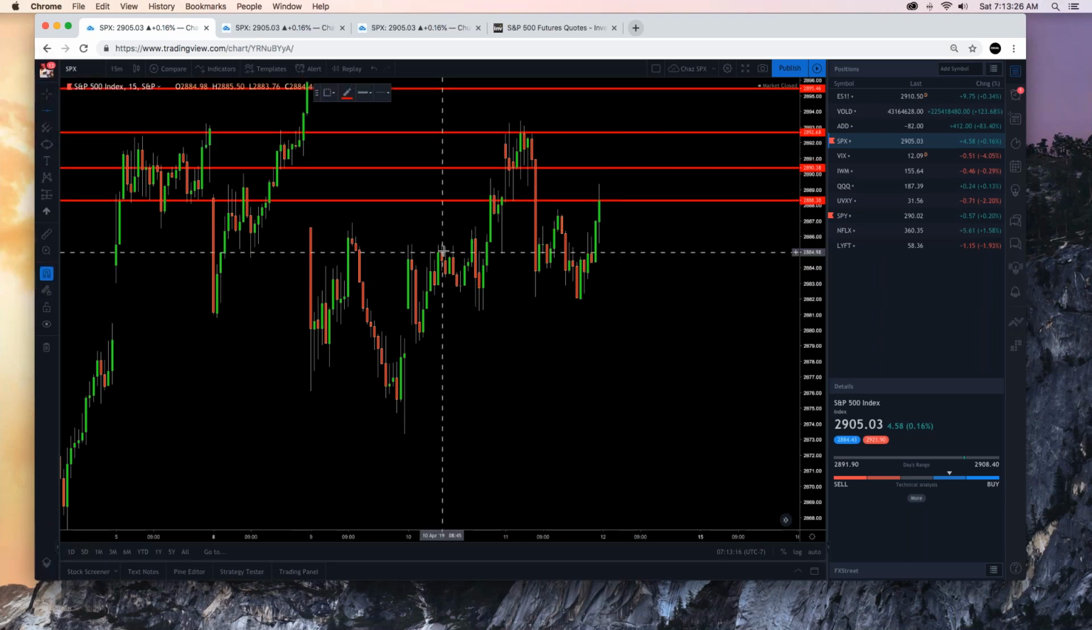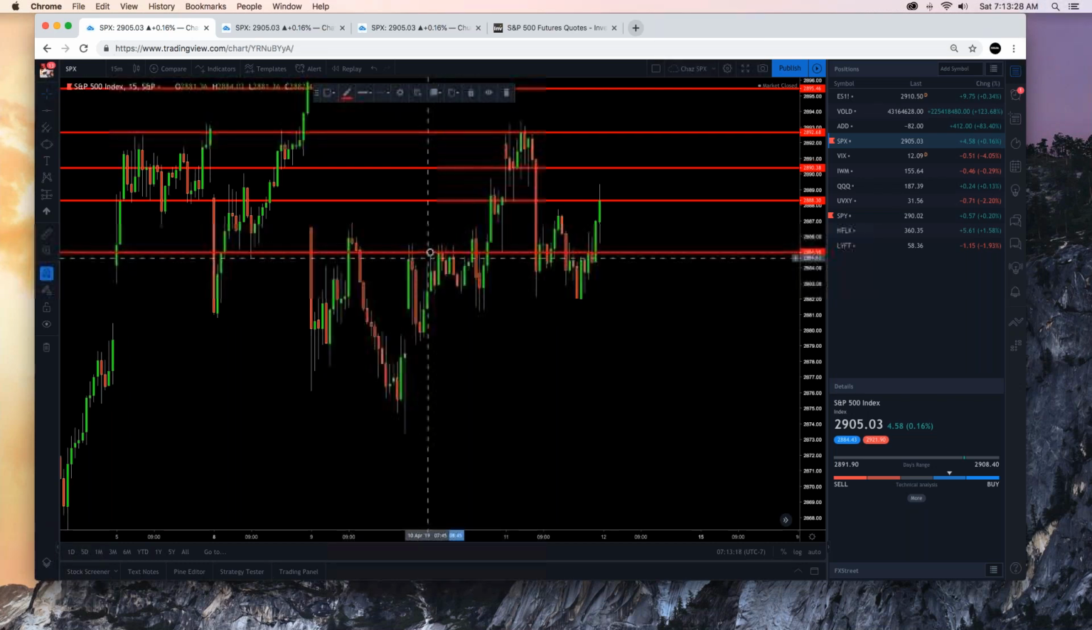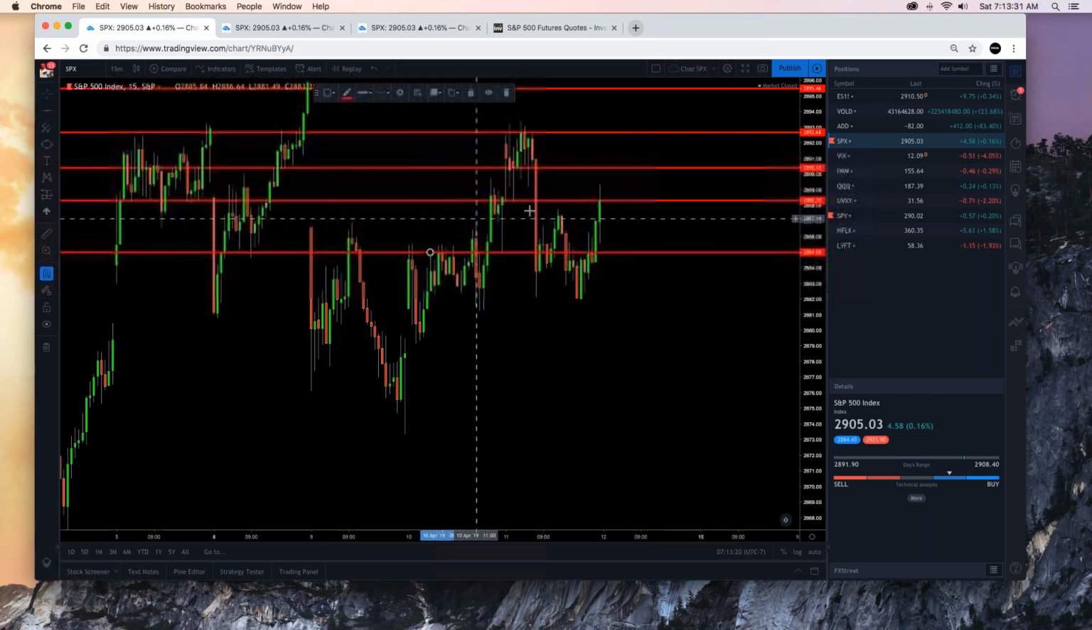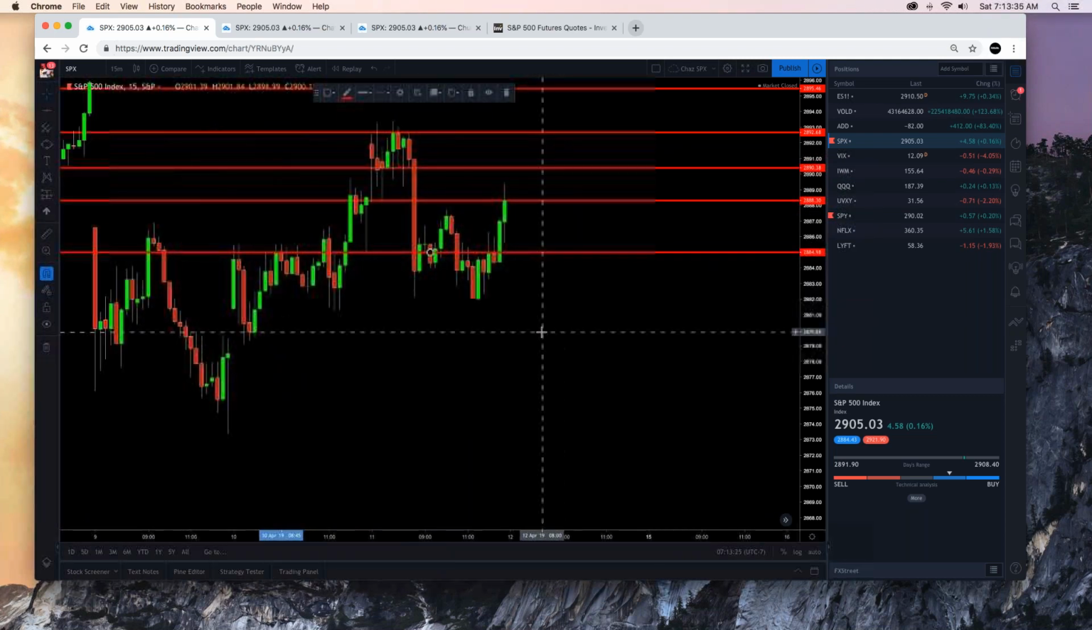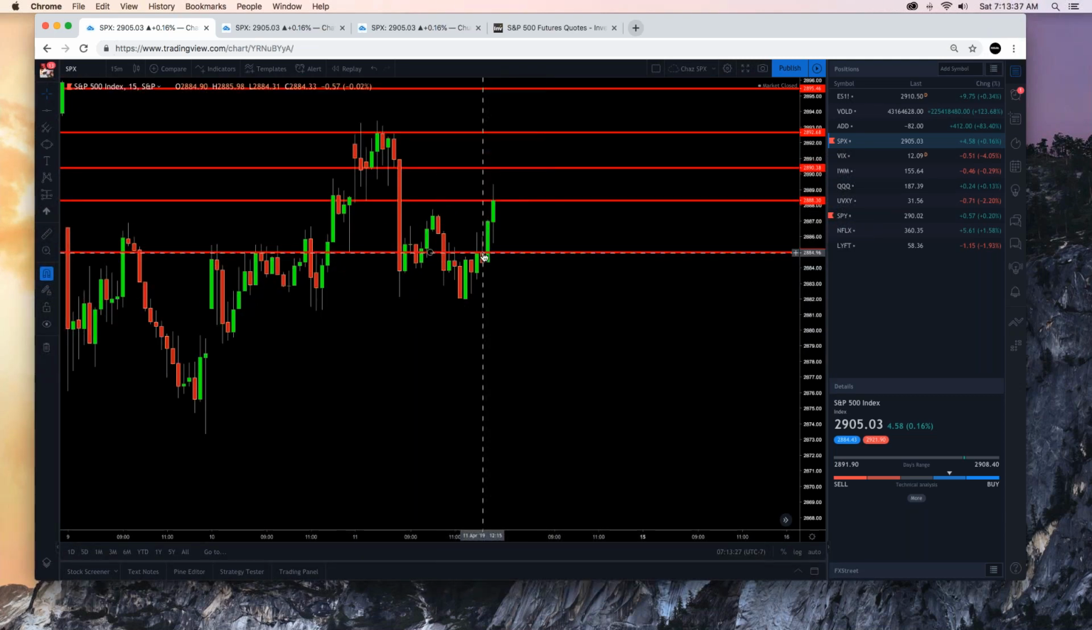Let's throw one in right there. Again, where do you put these? I like to put them at the candle bodies. I don't really like to put them on the wicks unless it's the very bottom. But if you're looking here, let me zoom in and show you how these work out. Look at how many candle bodies closed at this exact level. Boom, boom, boom, boom, boom, boom.